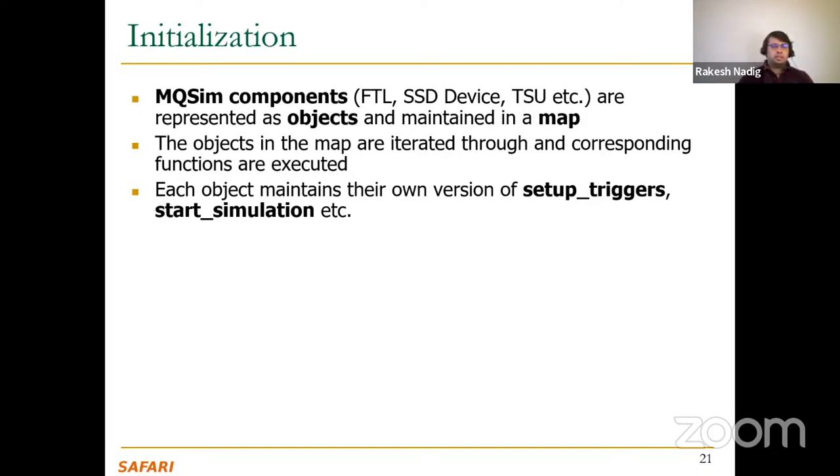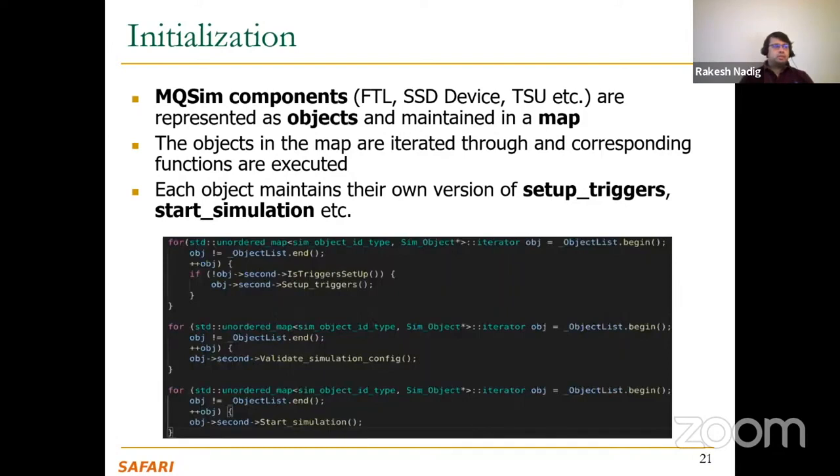So we need to implement interfaces like setup triggers and start simulation, which are called by the simulation engine. If you look at this figure, you will see that there is a setup triggers function which is getting called. When the simulator is getting initialized, it goes through all the objects in the map, and then it will call setup triggers.